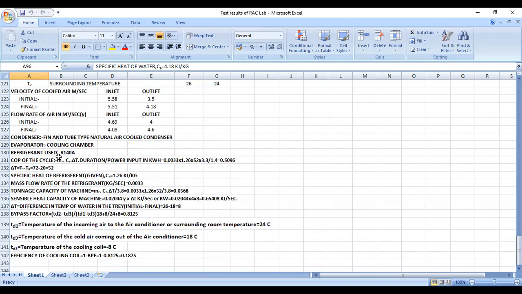The COP of the cycle itself is m_R C_R delta T times duration, divided by power input in kilowatt hour: 0.0033 into 1.26 into 52 into 3.33 into 1.4, which gives 0.5096. And delta T, T1 minus T6, 72 minus 20, is equal to 52. The specific heat of refrigerant is given as C_R 1.26 kilojoule per kg.